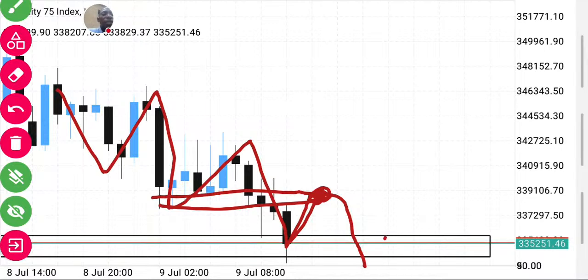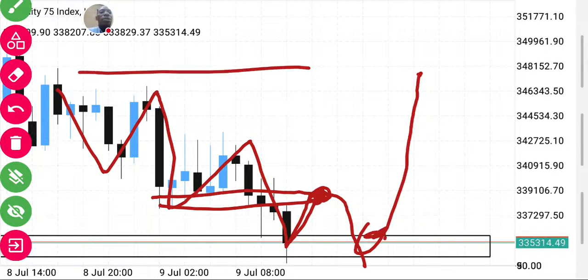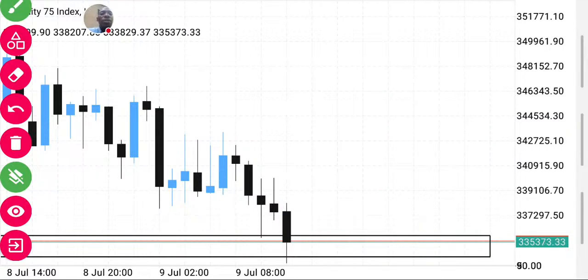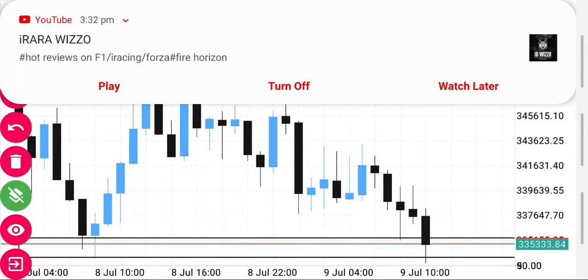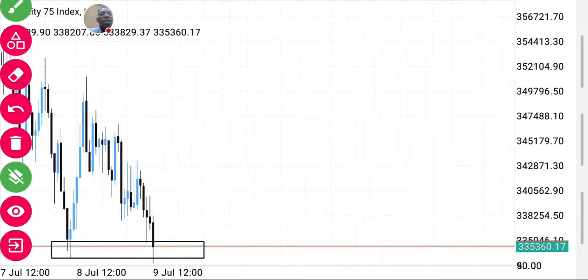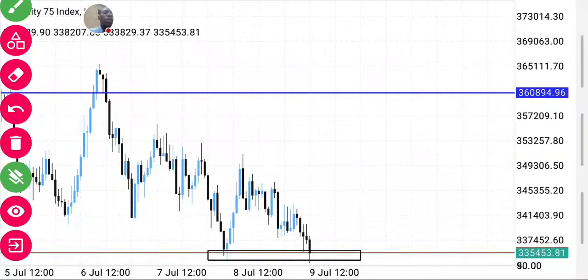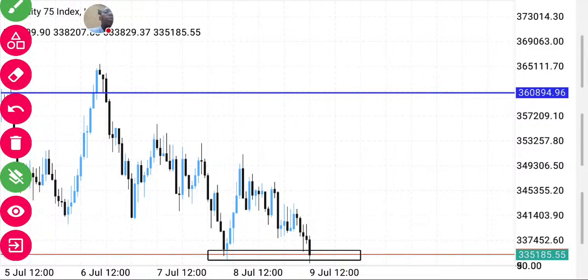Maybe if we fail to break this structure, we can continue up to make a double top, and then also we continue down as we follow the overall trend. So we have to be here waiting to see what will happen. That is the only thing you need to be doing on a daily basis. So this is a stress-free strategy, guys. You wait for the market to come to your key levels, then wait to see.